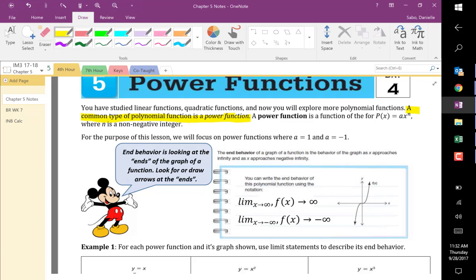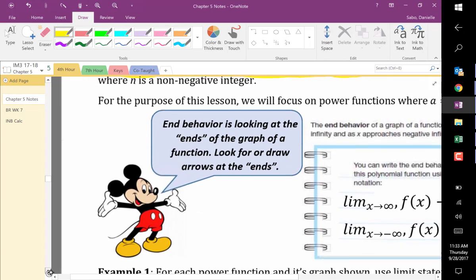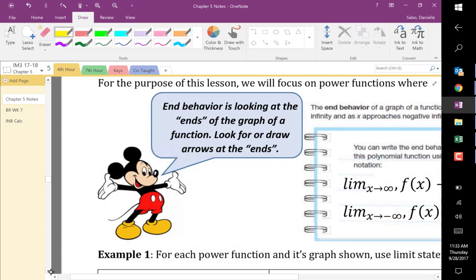A power function is a polynomial with a times x to the n power. Again, we kind of already talked about that. For these purposes, we're really not going to talk about anything besides if a is 1 and a is -1. We have Mickey Mouse over here telling us something very important that you're going to have to know for a couple chapters now. So this is a lesson where it's going to carry on. I always tell you that. I told you about yesterday how transformations were going to carry on the whole entire year. Well, this is going to carry on as well.